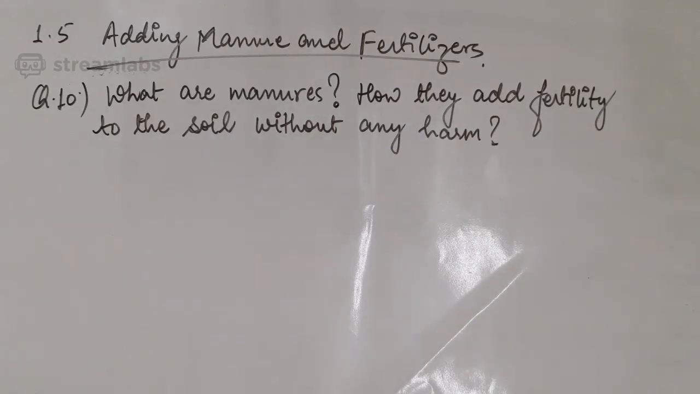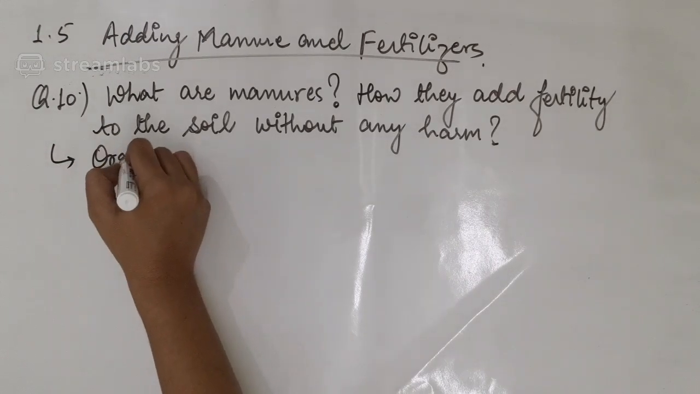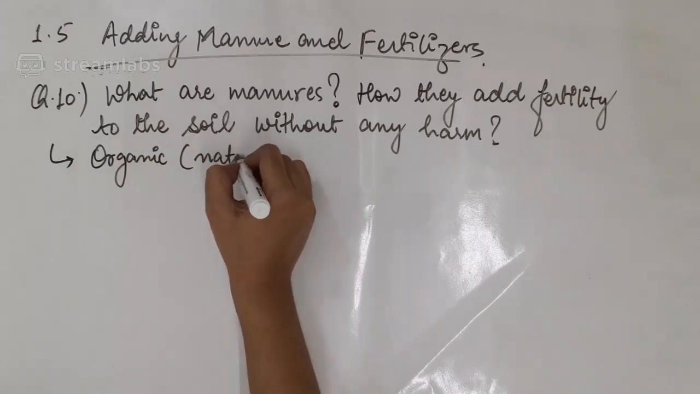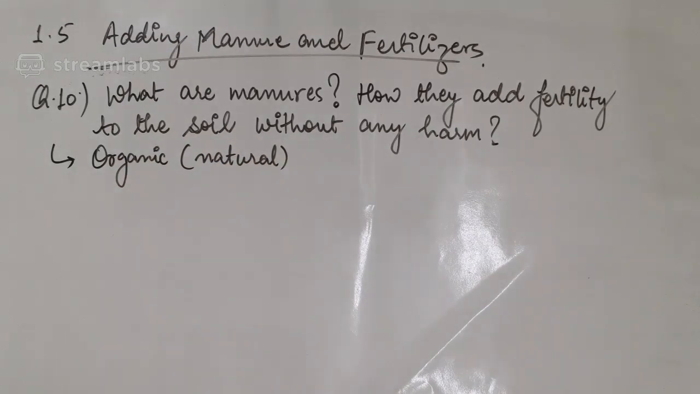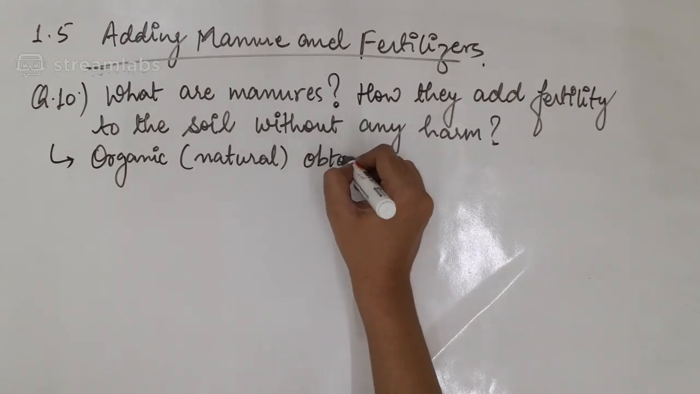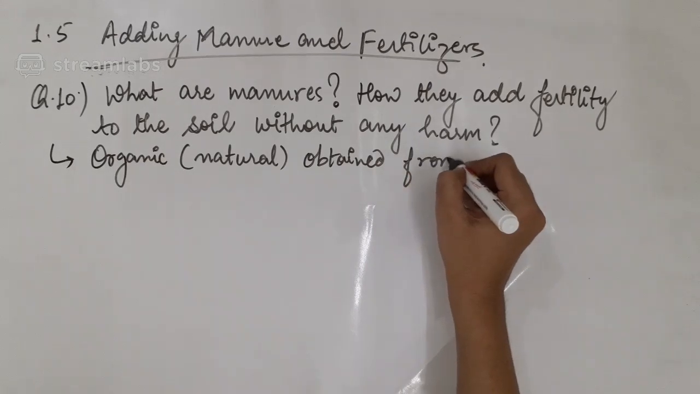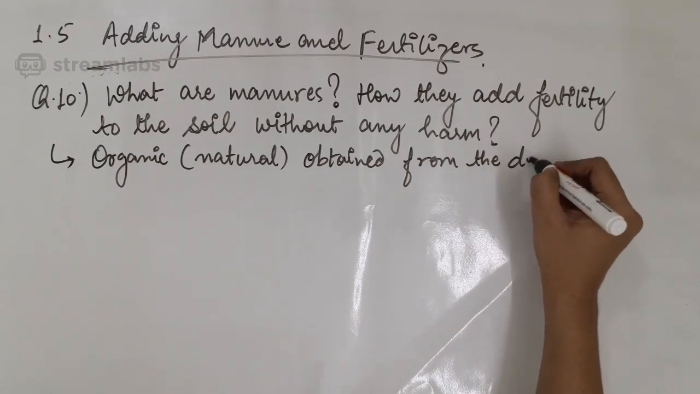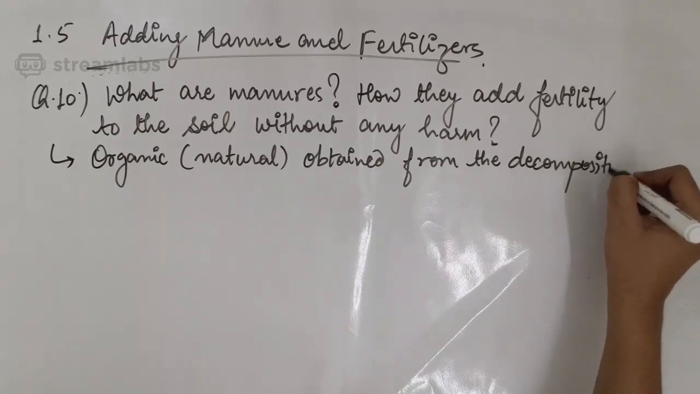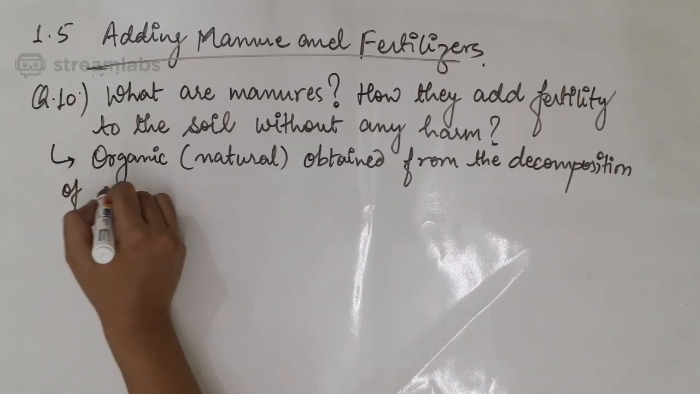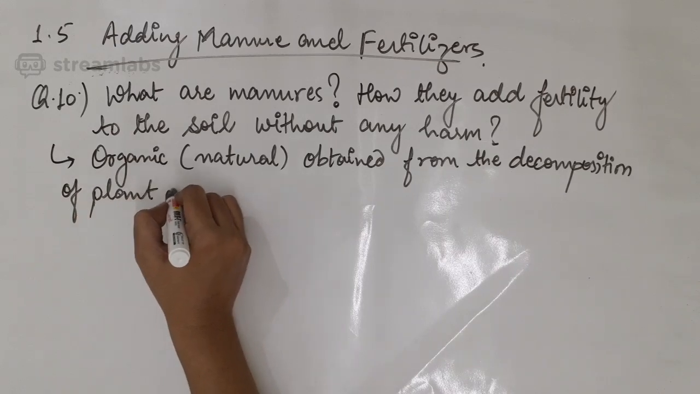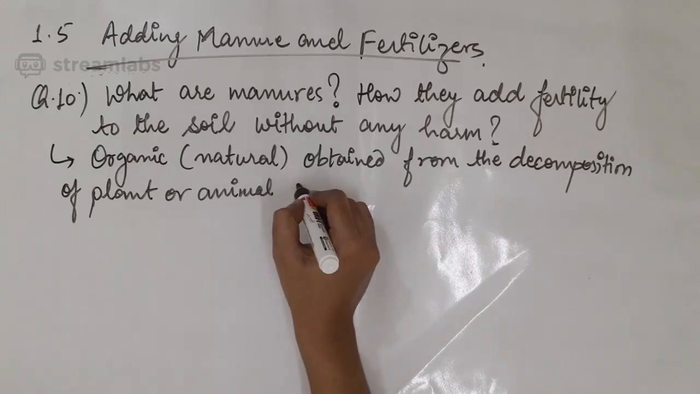So, manures are the substances which are added to the soil in the form of nutrients for healthy growth of plants, and the manures are organic, that is the natural products obtained from the decomposition of plant or animal wastes.